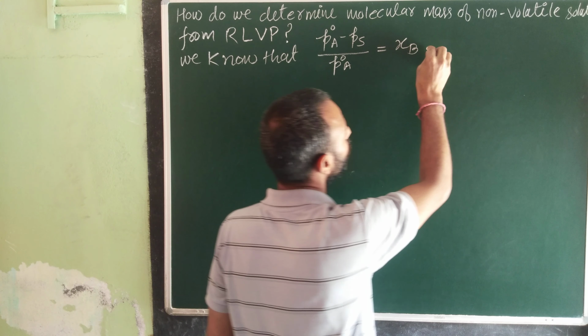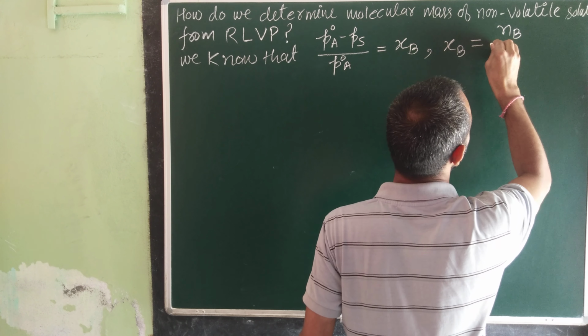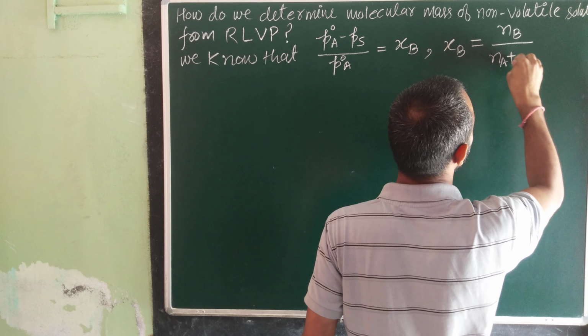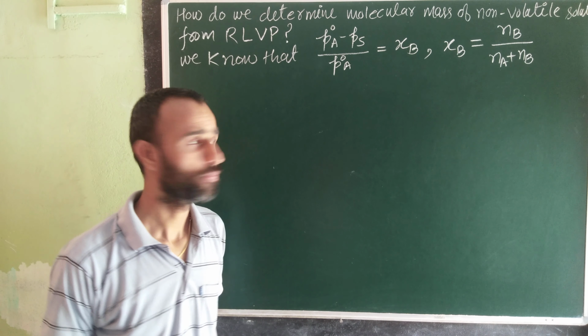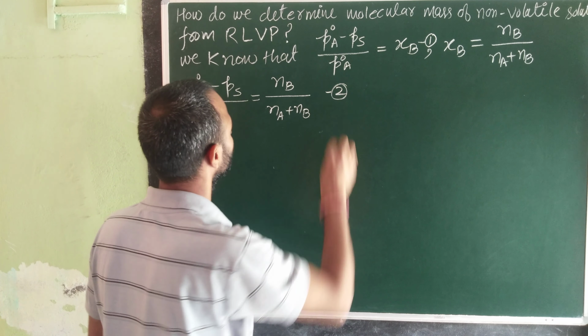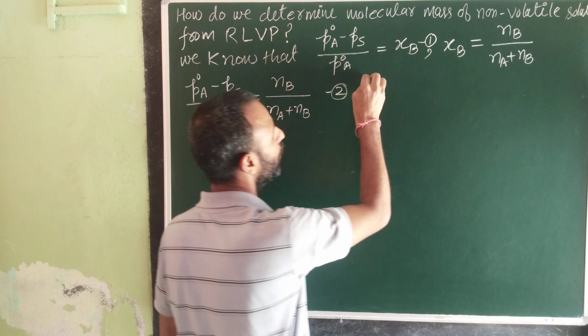Now you know that mole fraction is equal to NB over Na plus NB. So P naught A minus Ps over P naught A is equal to NB over Na plus NB. So this is the second equation.